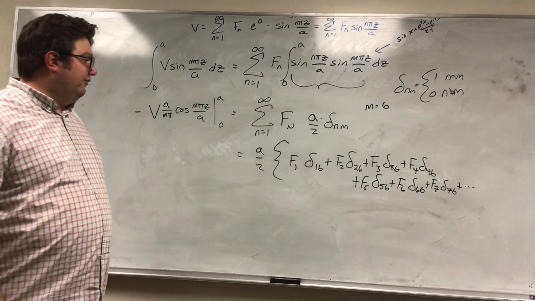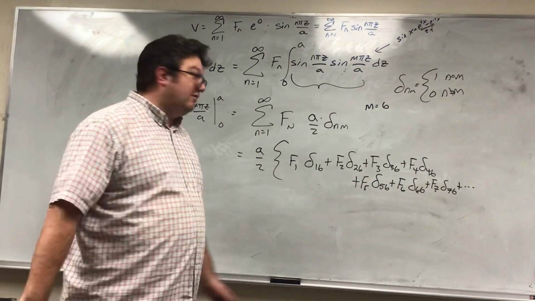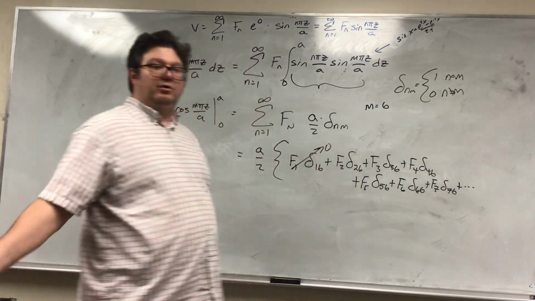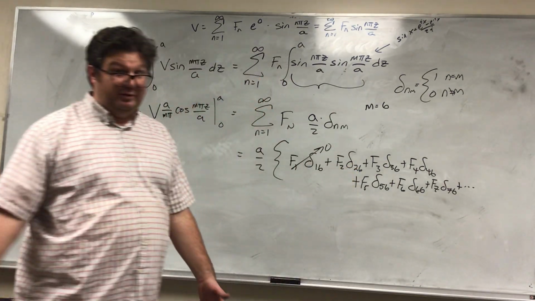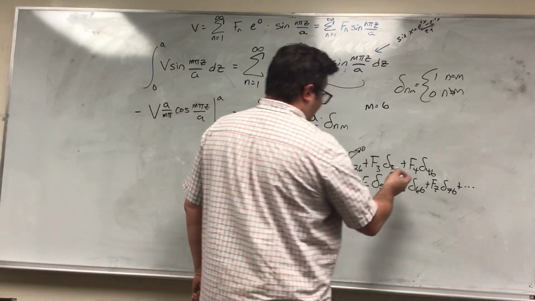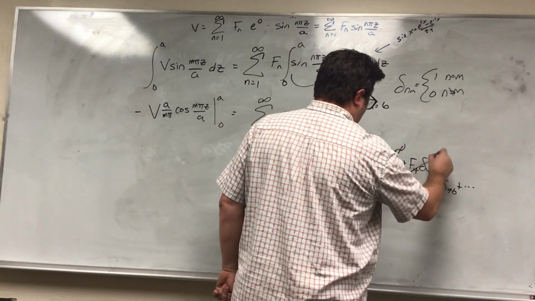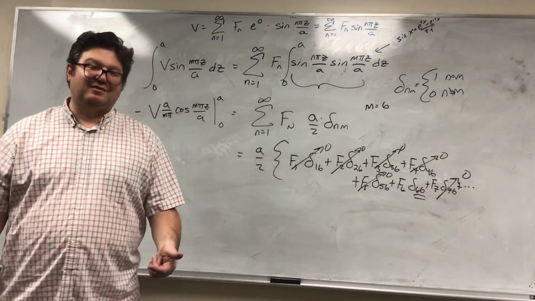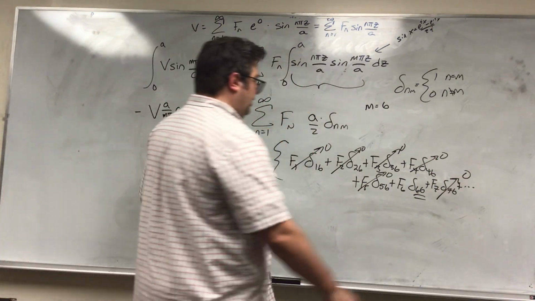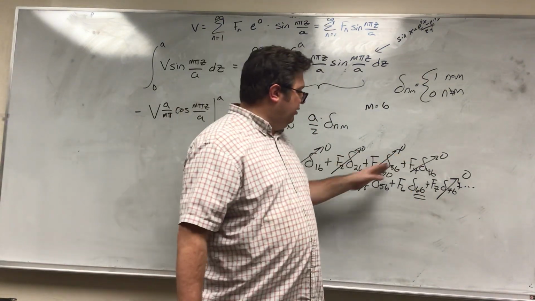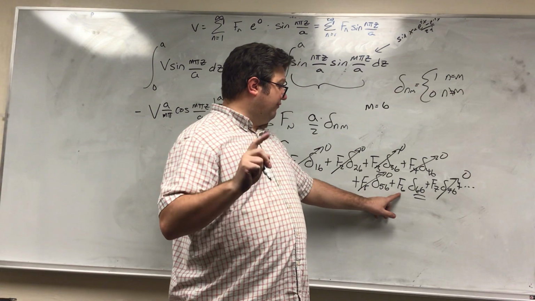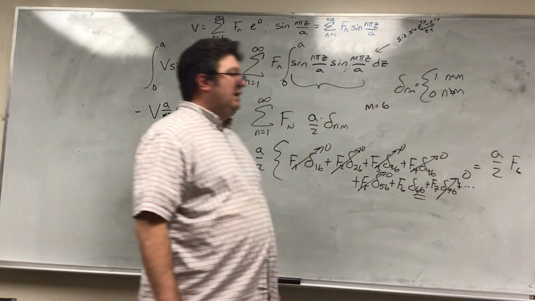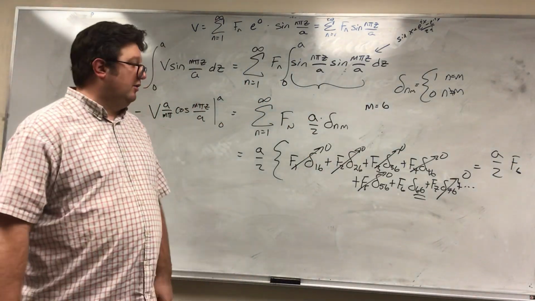So if I look at delta 1,6, is 1 and 6 equal? No, this is 0. How about here? 2 and 6 equal? No. 3 and 6? No. No. No. 7 and 6? No. What about 6,6? For 6,6, they're equal. So that tells me that I'm going to have a bunch of zeros and one term, F6. So this is going to be equal to a over 2 F6. Now, of course, we had assumed that m equals 6 here.